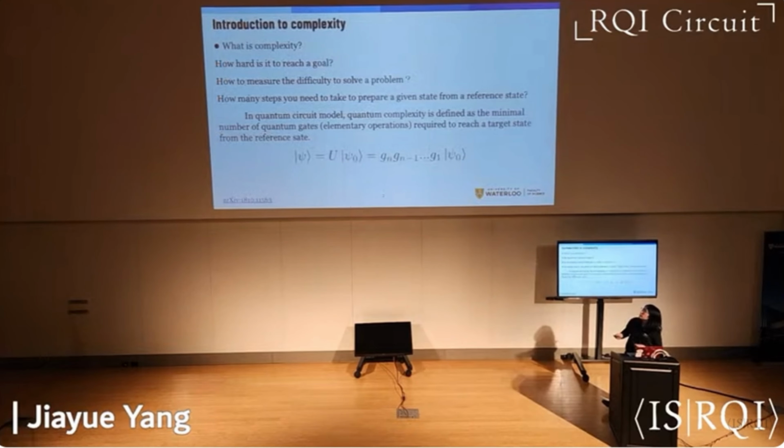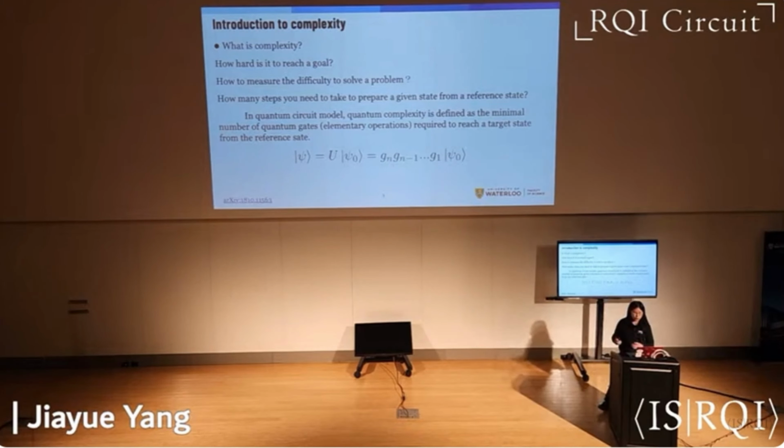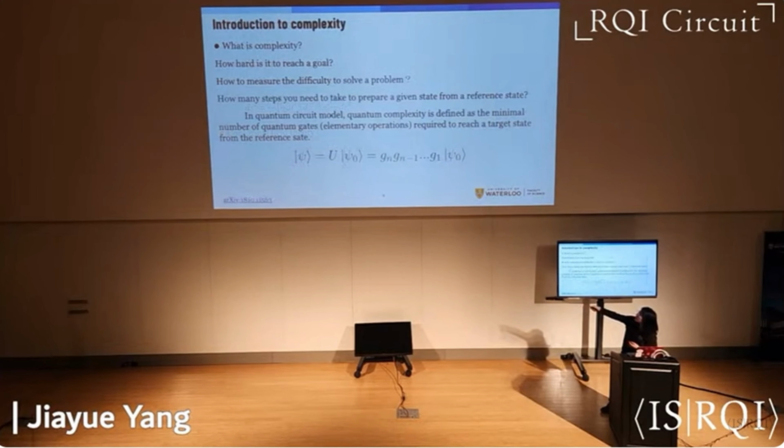First, let's begin with complexity. You might ask, what is complexity? It is similar to asking how hard it is to do a task, or how many steps you need to solve a problem. In the quantum circuit model, quantum complexity is defined as the minimum number of quantum gates that you need to reach a target state from a reference state. Here, psi is our target state and psi naught is our reference state, and the minimum number of gates G here is the complexity.